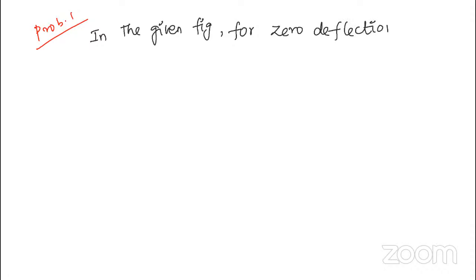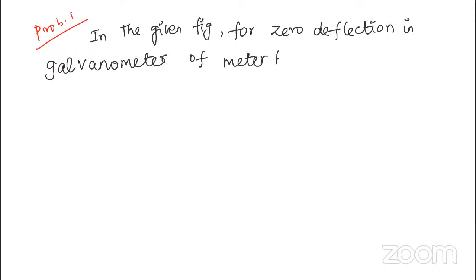In the given figure, for zero deflection in galvanometer of meter bridge, find the length of AB.